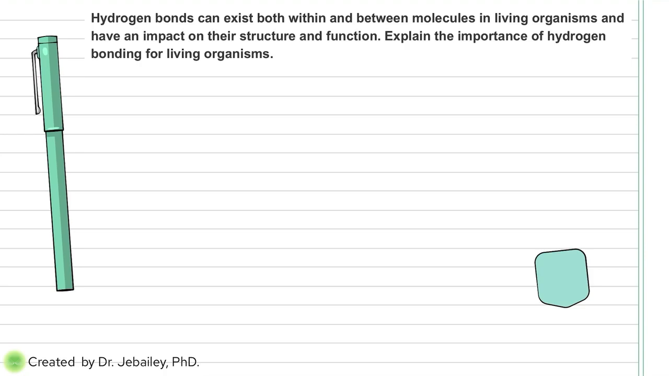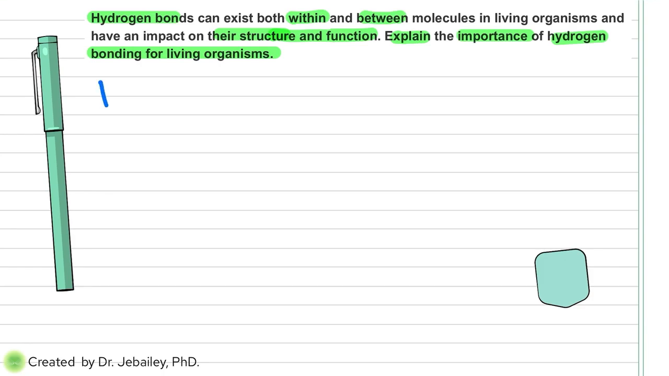Now, this question here is talking about hydrogen bonds and how they can exist within and between the molecules of living organisms, which we have been seeing with water, and how they impact the structures and the functions of them. Now, it says explain, so that means this is usually 6 to 8 points. The importance of hydrogen bonding in living organisms. You'll notice that nothing here said water, but obviously it is very important that you mention water, because water has a lot to do with binding with other things through hydrogen bonds.